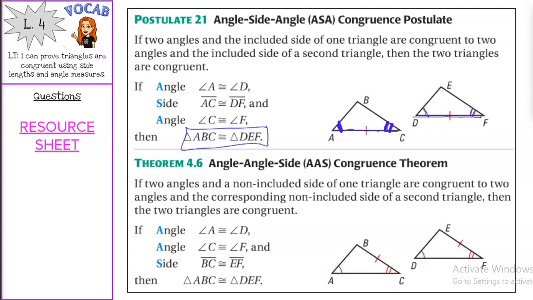And then we have the angle, angle, side congruence theorem. So if two angles and a non-included side of one triangle are congruent to two angles and a non-included side of a second triangle, then the two triangles are congruent. Also, it does have to be a corresponding non-included side. As you can see in the diagram, the side corresponds to the other side. So BC corresponds to EF. It couldn't be that BC was congruent to DE. That wouldn't work because that's not corresponding, because of the angles that match.